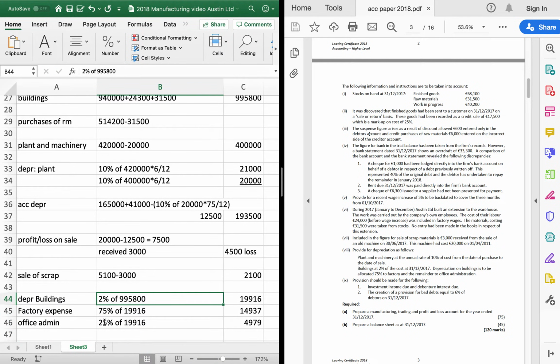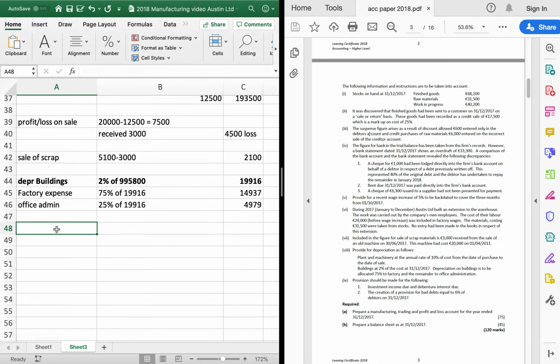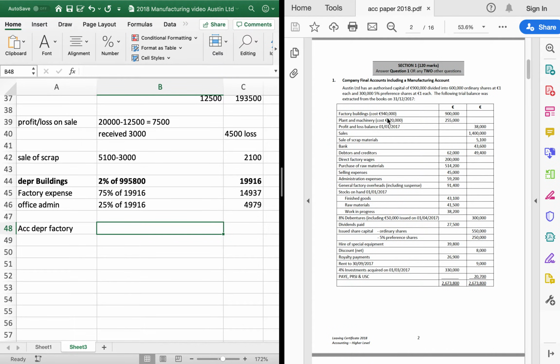Okay, so in effect, you're not doing anything with this now, other than it goes into accumulated depreciation. So your accumulated depreciation of buildings starts off at 940 minus 900, so 40,000, plus 19,916. So that'll be, what's that, 59,916. Okay, I don't know why they're making those numbers the way they are. Hopefully it's right.